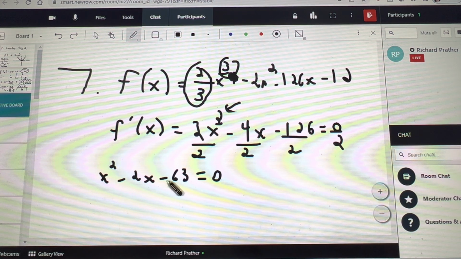Because half of 12 is 6 and half of 6 is 3. The most common way to multiply to 63 is 9 times 7. So that's what I would start with first, is 9 and 7.